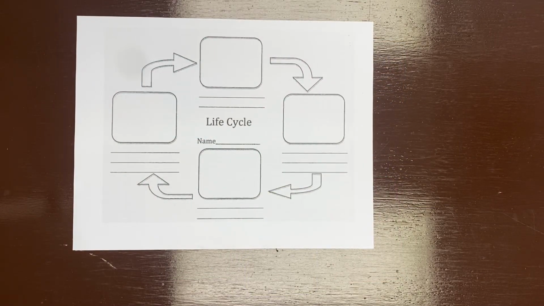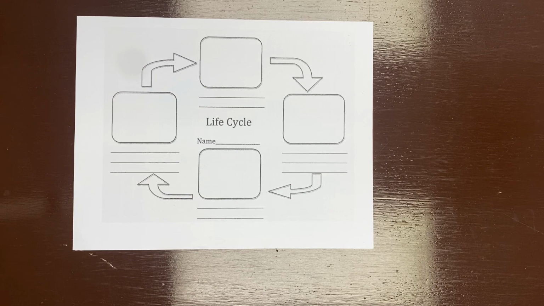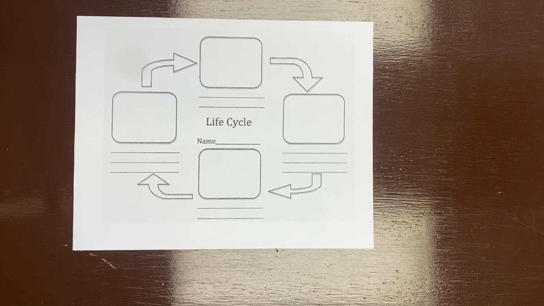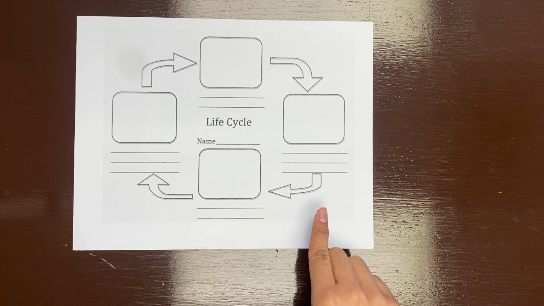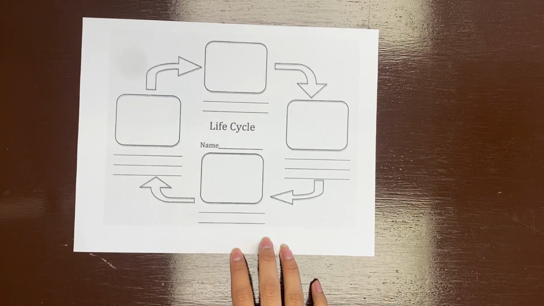This is the last thing that I will be handing to my students, and this is a model or template that students will use when researching about the life cycle of their insect. So here we have 4 boxes, which represent the 4 stages, and they will have to draw each stage for the insect, as well as give the definition of the stage, as well as a description of the stage, as well as a fun fact. And that will conclude our lesson.